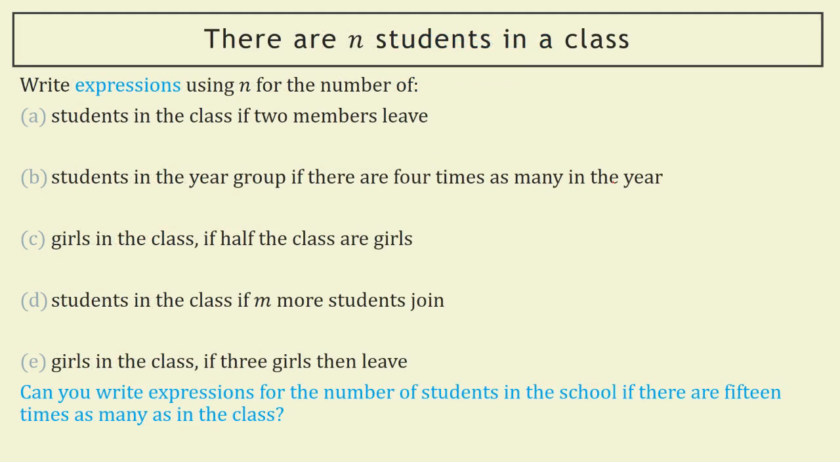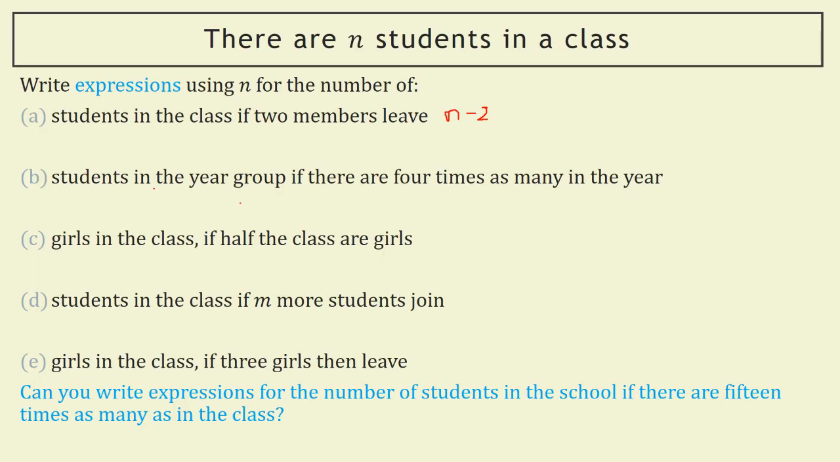Let's take another example. Suppose we've got a class in school, and we're going to let the letter N stand for how many students there are in that class. If 2 members of the class leave, we're being asked to say how many students are in the class now. Write an expression using N. Well, if 2 members leave, from our original N, we've taken 2 away. That's what we'd be left with.